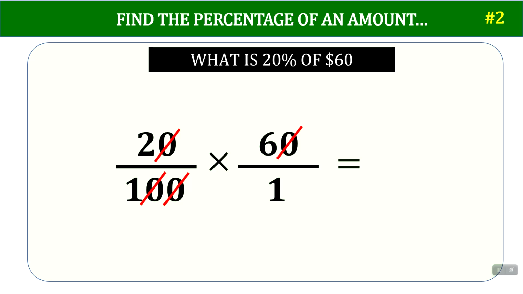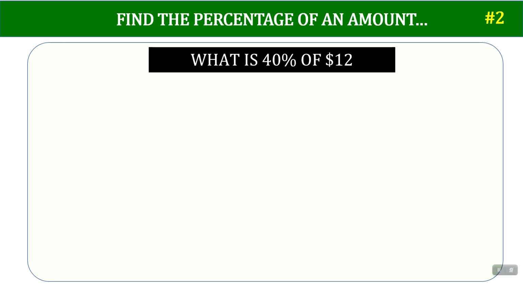Now we are left with 2 times 6 in the numerator and 1 times 1 in the denominator. 2 times 6 is 12, 1 times 1 is 1, and 12 divided by 1 is 12. So 20% of 60 is $12. Number 3, what is 40% of $12?